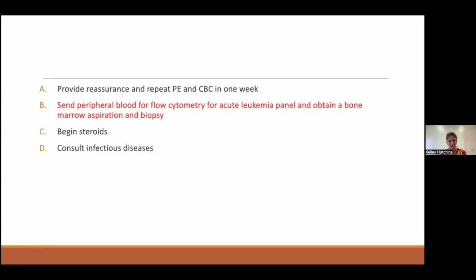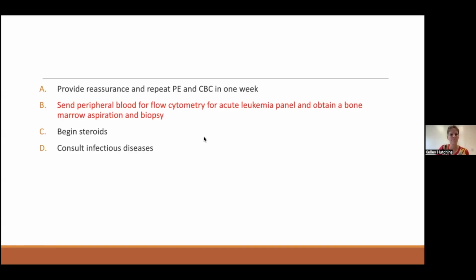And you want to do this before starting steroids whenever possible, unless, of course, it's an absolute emergency, but this would be the ideal situation. Not appropriate to wait a week in the setting if you don't have to, right? And then consulting ID, maybe not yet, but perhaps shortly down the road, depending. Questions on that? Or I can keep going and then the first question's at the end.